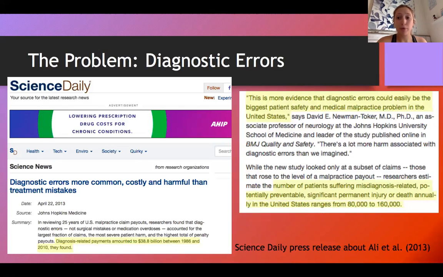Diagnostic errors are a huge problem in the US. They're the most common form of physician malpractice and are related to 80 to 160,000 deaths a year. And these errors have cost almost 40 billion between 1986 and 2010.